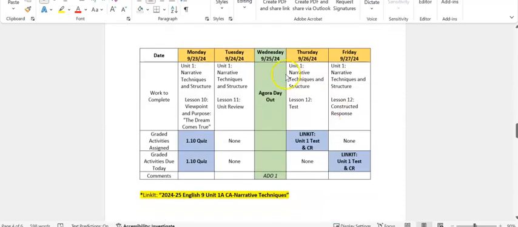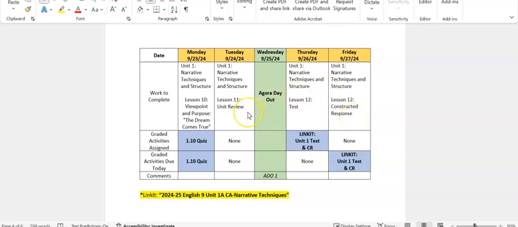And the following week, we'll finish Unit 1, Lesson 10 on Monday the 23rd, and we will take the 1.10 quiz. The 1.10 quiz will be due on Monday, September 23rd. The rest of that week, we will be working on the unit review, which is Lesson 11. We'll have an Agora day out, and Lesson 12, which is the test and the constructed response.